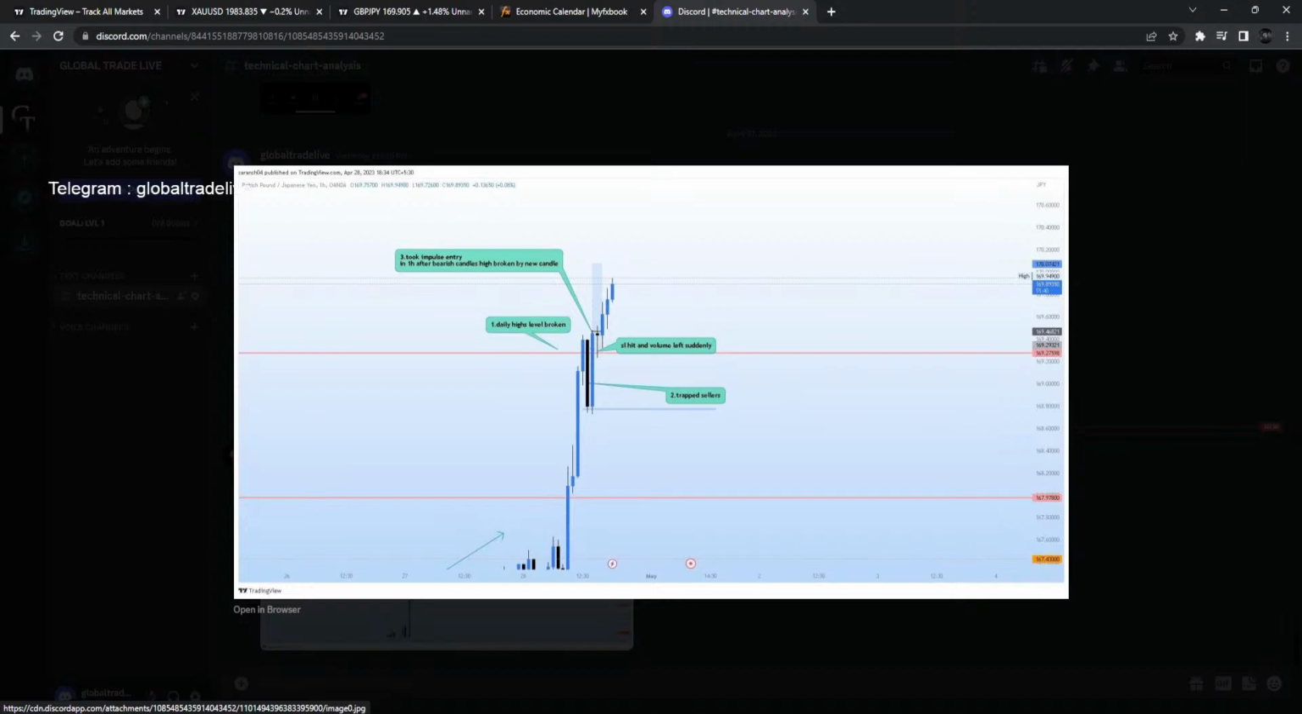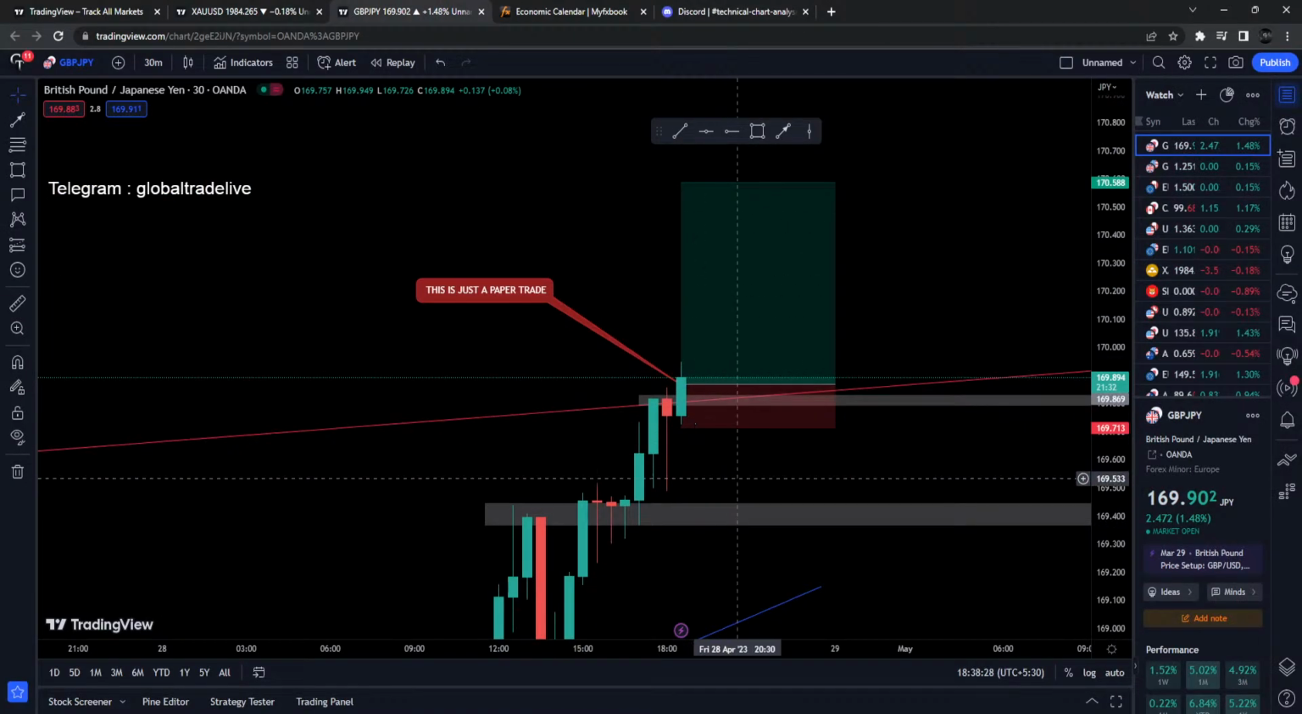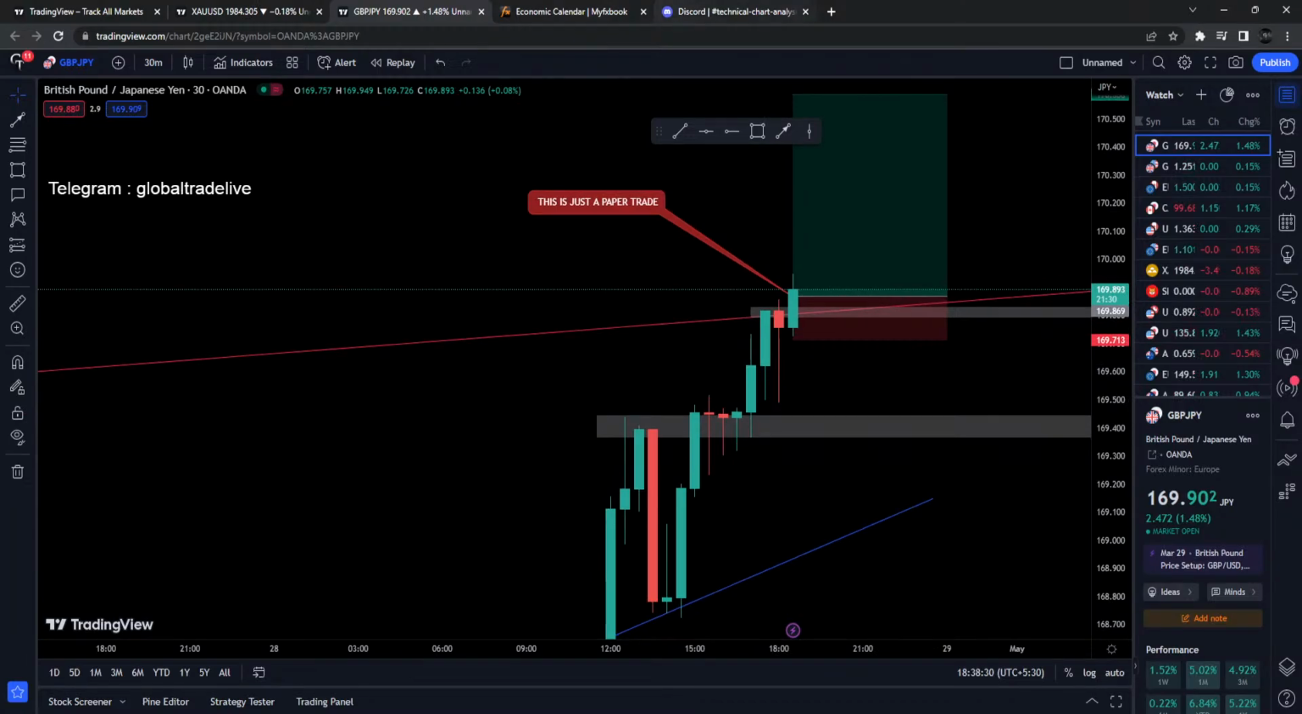And after that, you took impulse entry in 1 hour after bearish candle, highs broken by new candle over here. Okay, so SL hit and volume left suddenly. Alright, so what you could have done over here is, let me just show you. If I can show you, then that will be great. 1 hour, right?